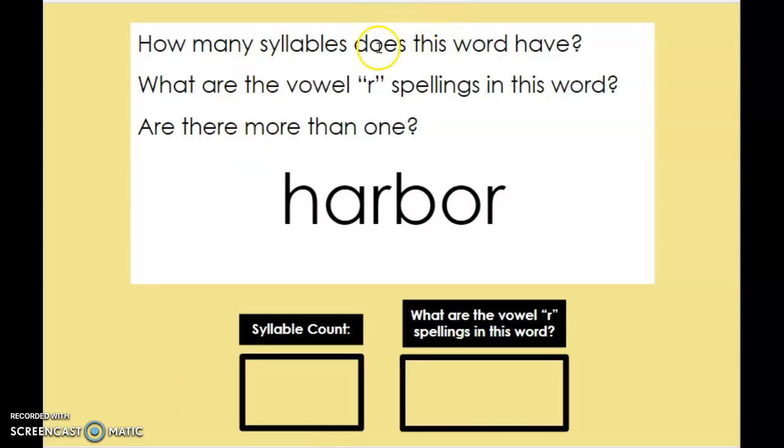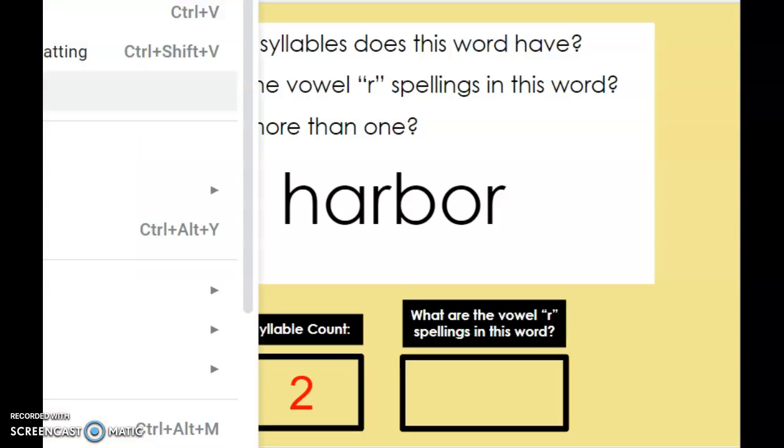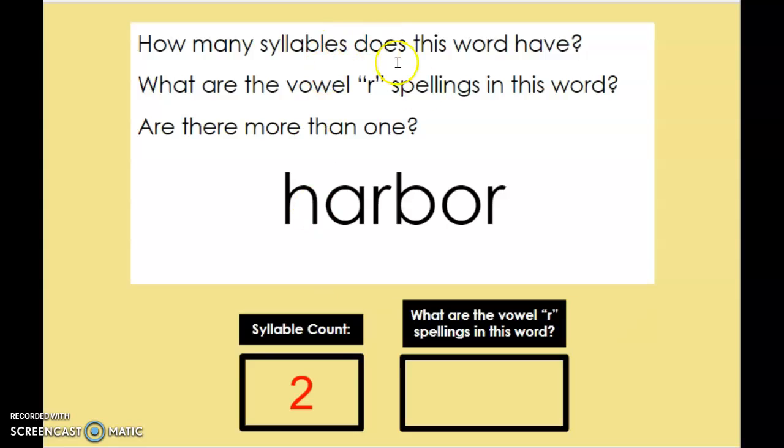Harbor. How many syllables does this word have? Harbor, harbor. 1, 2. I count 2 syllables, so I'm going to put that in my syllable counter. But now I need to try to figure out how many vowel R spellings are in this word, and if there even are any. Harbor. I see a couple, and I'm going to put a box around them.